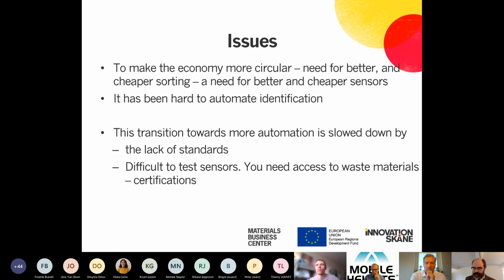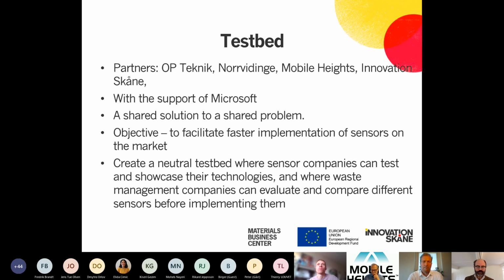And so that's one part of it, that you need to hardwire every sensor that you might want to test. And that, of course, slows things down. And the other thing is, if you're a researcher developing a new sensor, you need access to waste material because you need to test your sensor. And you can only get that if you are a registered waste management company.